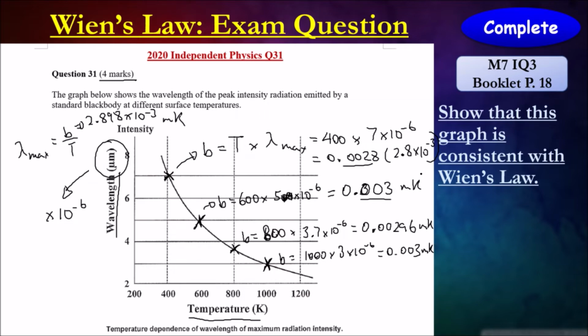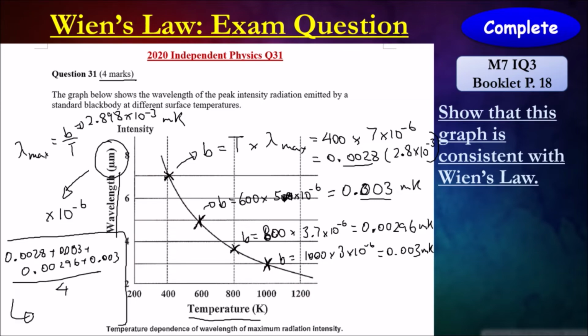If I look at the average, let's see what we get. In a little box here, I'm going to write the average. It is 0.0028 plus 0.003 plus 0.00296 plus 0.003. Divide that by 4, and the value we get is about 0.00294. So that's pretty close to the value that we were searching for.